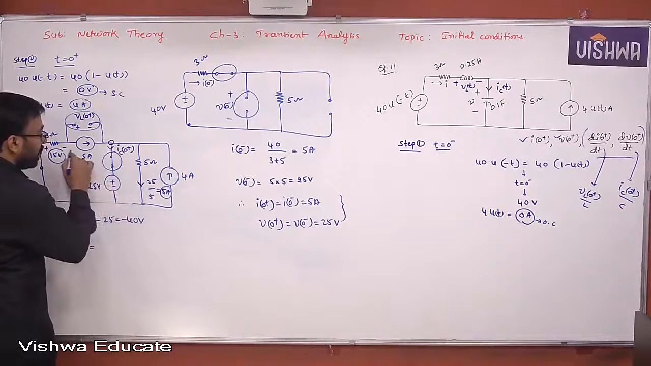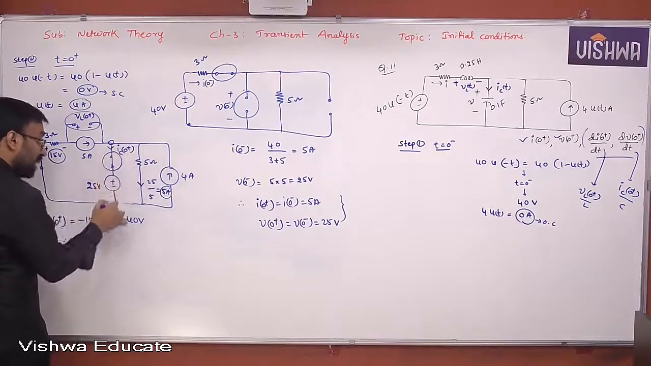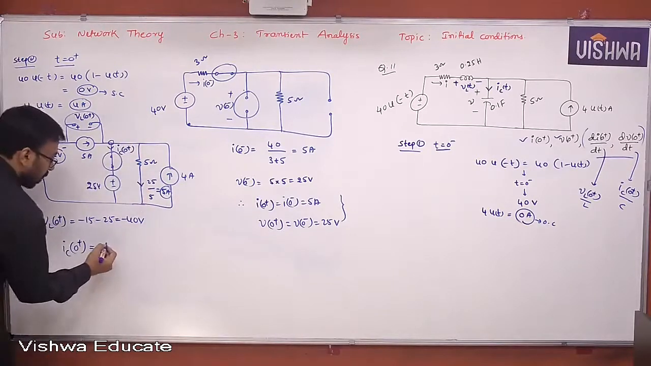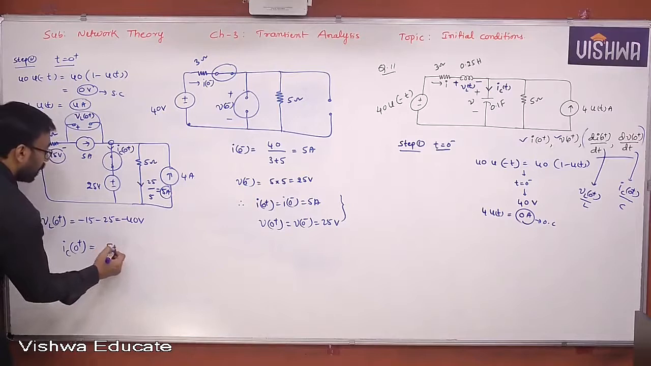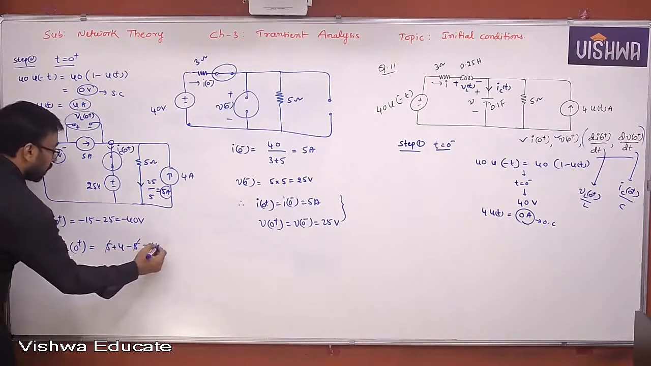5 amperes is entering, 5 amperes is leaving, and 4 amperes is entering. So 4 amperes must leave to satisfy Kirchhoff's current law here. So IC of 0 plus is 5 plus 4 minus 5, finally 4 amperes.